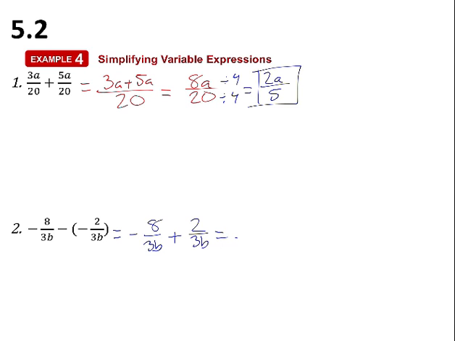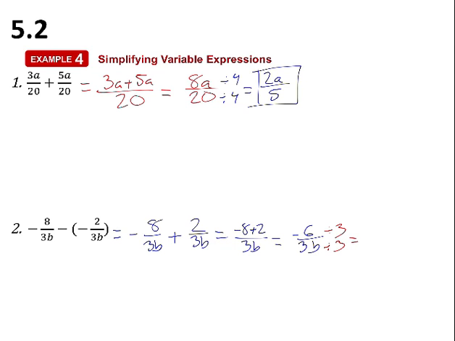So now when we combine them, we're going to put it over one fraction, or one denominator. So we have negative 8 plus 2, which gives us negative 6 over 3b. Now again, if you can divide top and bottom by the same number, go for it. So we can divide both the top and bottom here by 3.